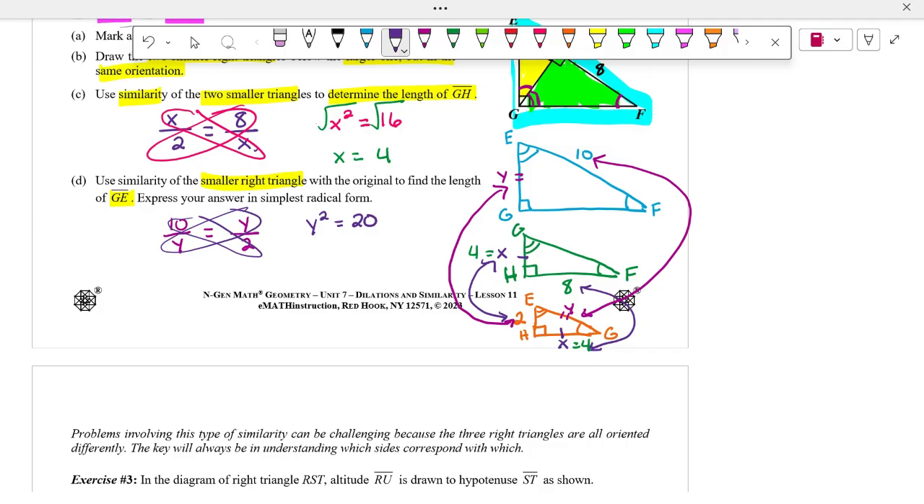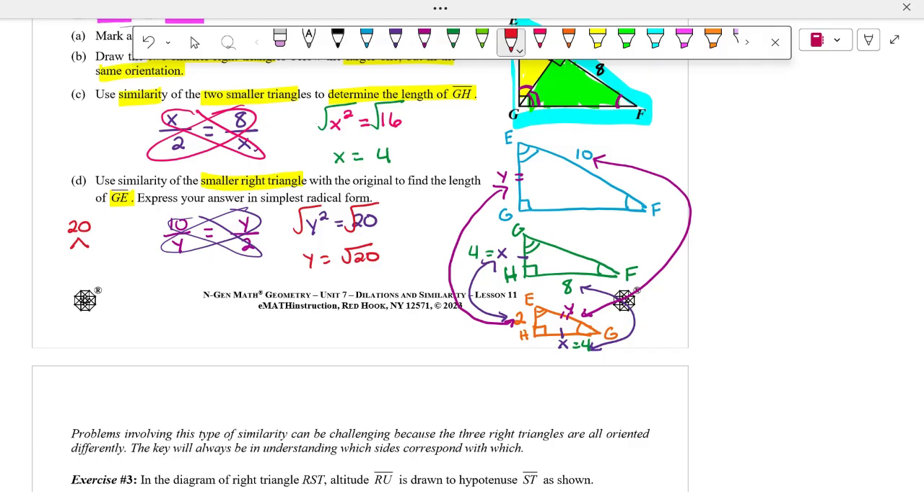All right. So take the square root of both sides. Y is equal to the square root of 20. Now, they want it in the simplest radical form. So how do I simplify radicals? We're going to break down 20 into factors where one is a perfect square.